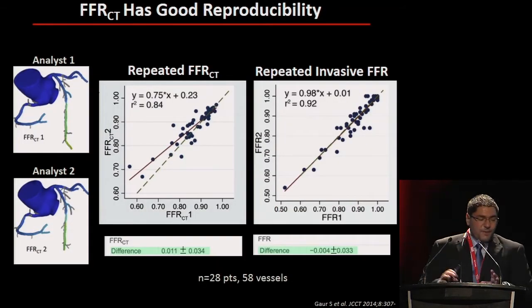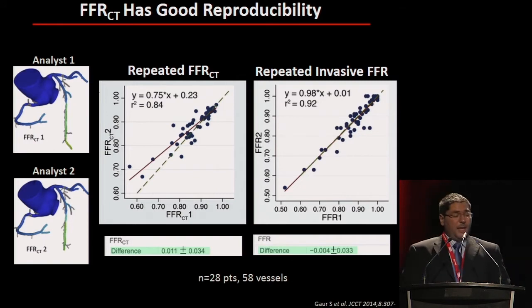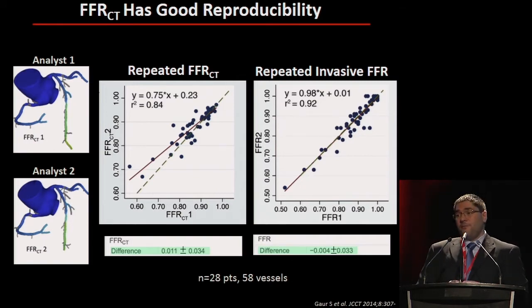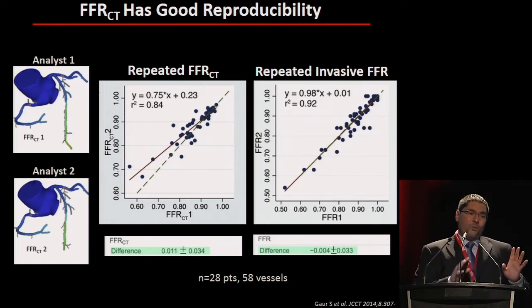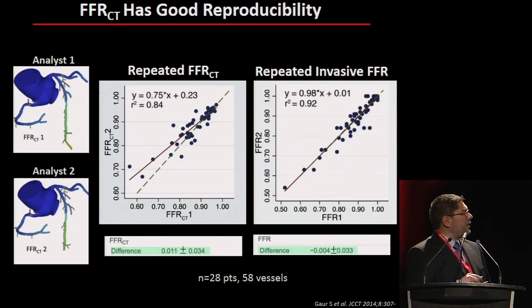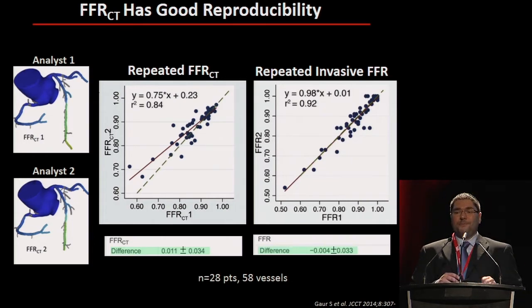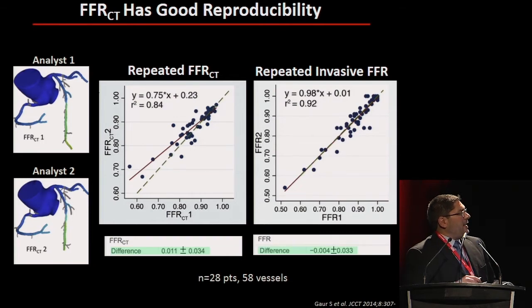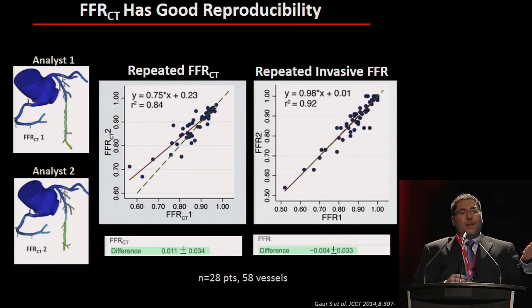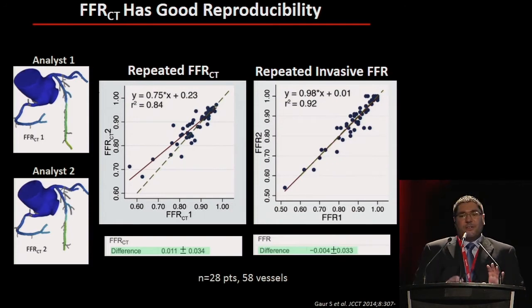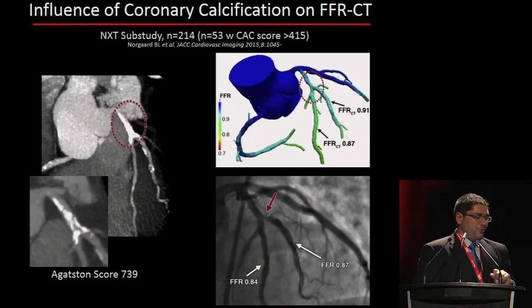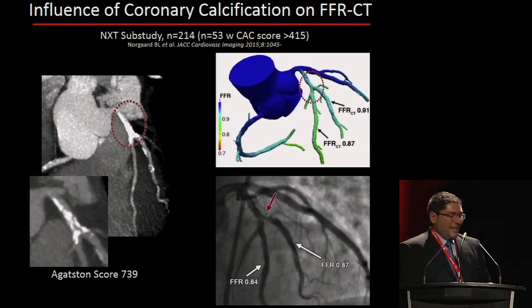Now, FFRCT also had some strengths, and those strengths were that it's pretty well reproducible. So if you send the same CT to HeartFlow twice, you will get two answers that are going to be pretty close to each other by 0.01. They're not going to differ by more than that. And if you think about that, even the invasive measurement with a pressure wire, if you do it twice, not everything is going to be exactly the same. That also has a very small variability. So in these two variabilities, they're not that different. So that's good. It's reproducible. We're not going to get a different answer every time we do it.